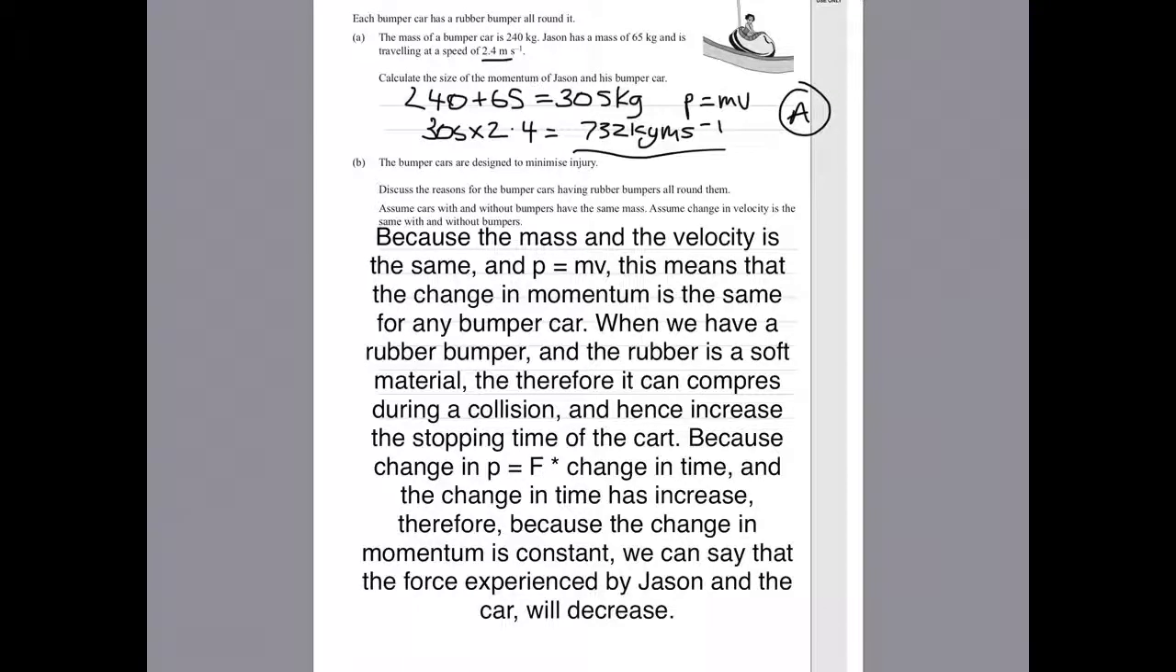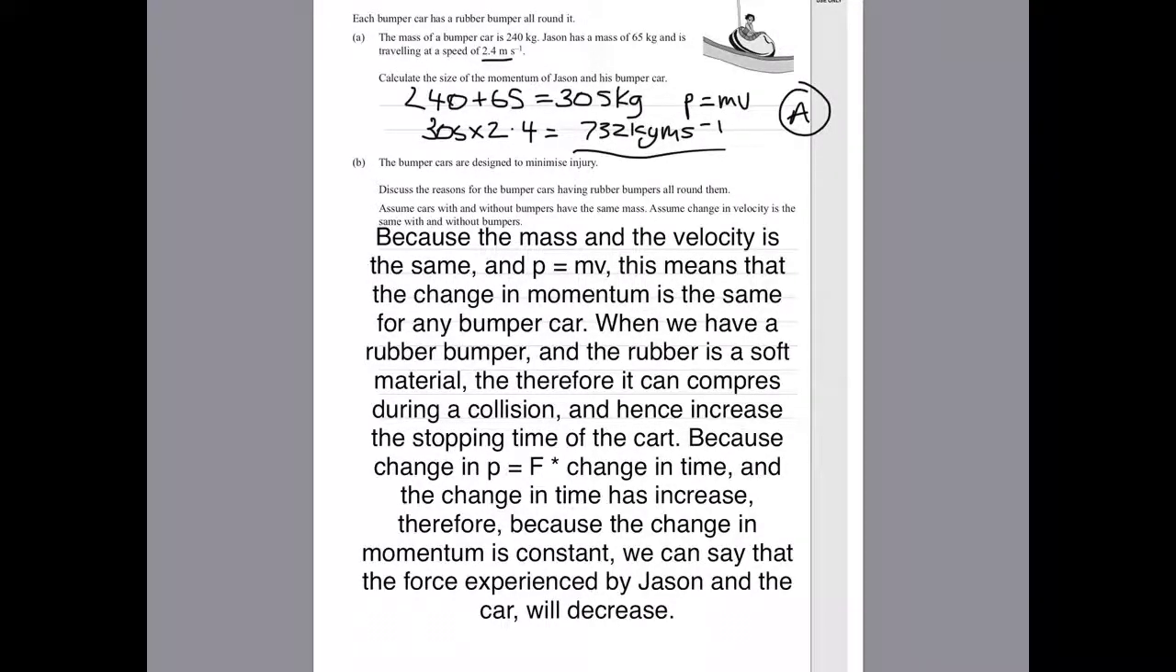So it says on the marking schedule that you have to mention that rubber bumpers reduce the force. By adding in a rubber bumper, it reduces the force experienced by Jason. You have to state that the rubber compresses to increase the time of the impact. So we stated here that the rubber is a soft material, so therefore it can compress during a collision, and this actually increases stopping time.